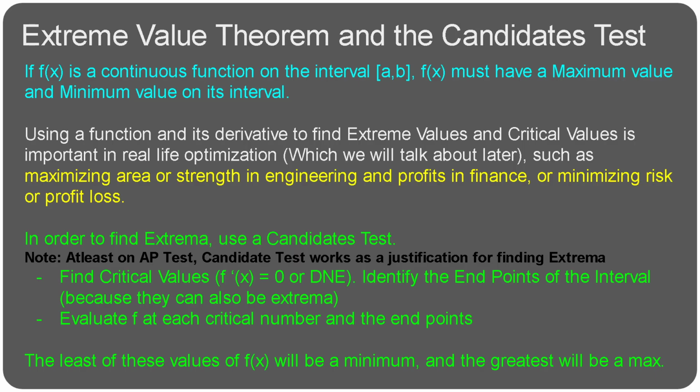If you think about it, the function could jet off super duper high or super duper low right before ending the interval, and you wouldn't know because you never actually reach a minimum point. So once again, endpoints are always also candidates. And then you just evaluate f of x at each critical number and the endpoint. And then whichever is the highest will be a maximum, and whichever is the lowest is a minimum.